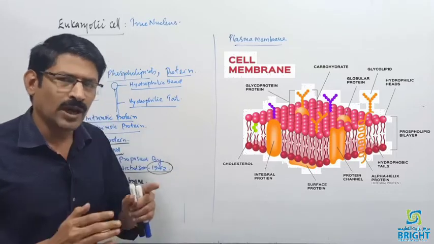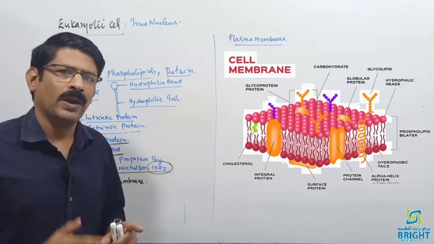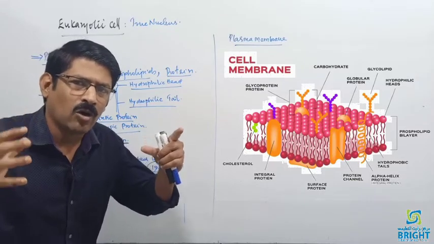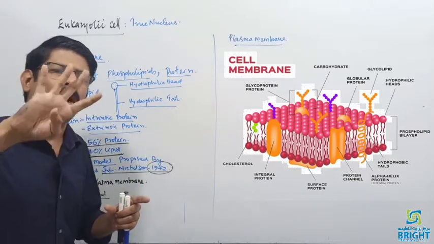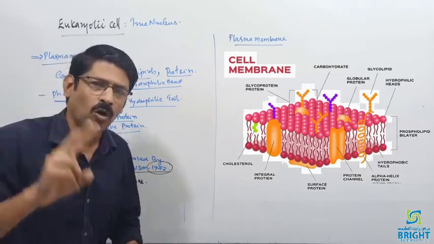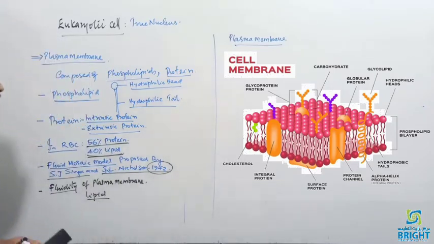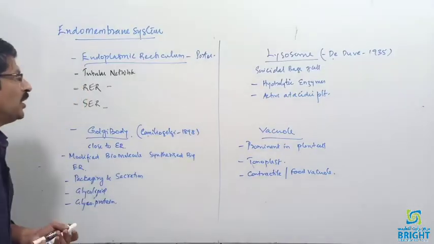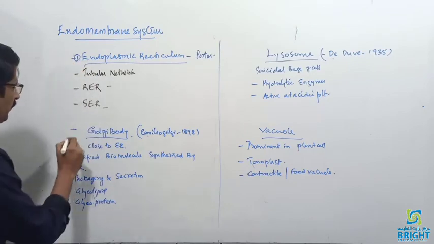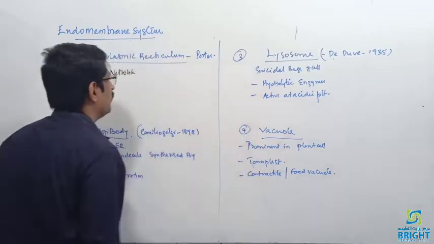So we are moving to study the different cellular organelles, such as the endomembrane system. The endomembrane system is a membranous system. They function coordinatingly, and it includes 4 different cell organelles: endoplasmic reticulum, Golgi body, lysosome and vacuole. So we are going to study the endomembrane system. One is endoplasmic reticulum, second is Golgi body, third is lysosome, and fourth one is vacuole.